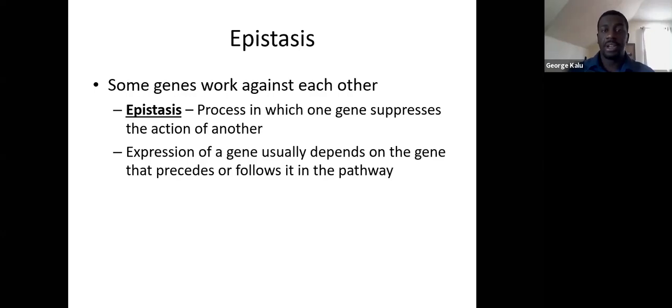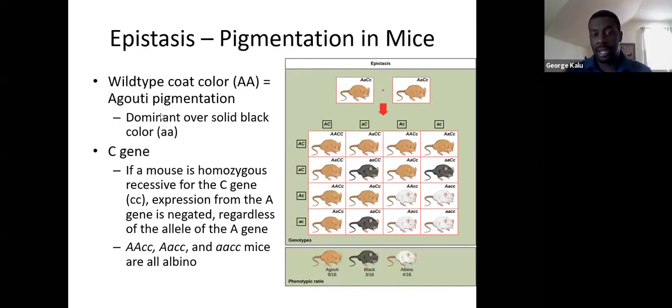When we're looking at mice, there are 2 different kinds of coat colors. There's the wild type coat color, which is the agouti pigmentation, a kind of brownish tan color, and that is determined by the dominant A allele. That dominant agouti pigmentation is dominant over the solid black color, which is the homozygous recessive. So if you're dominant, you're going to have the agouti pigmentation. If you're recessive, you're going to have the black color, which is kind of what we see over here.